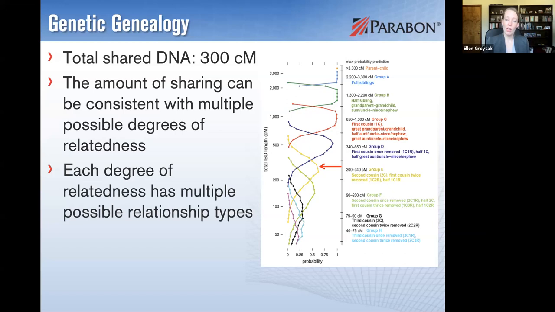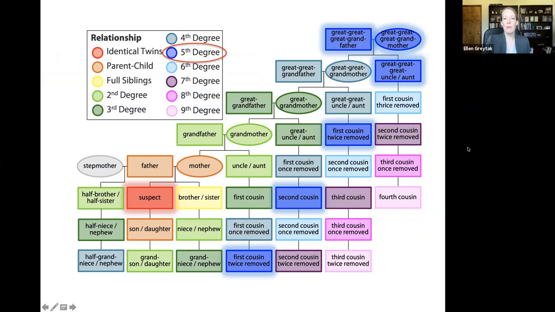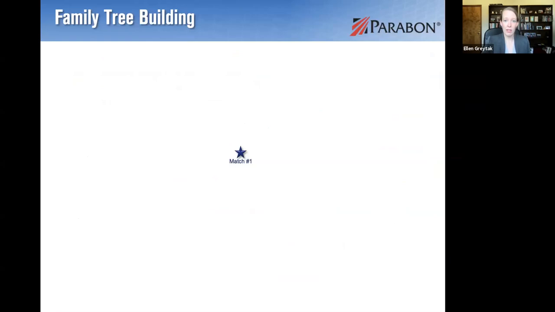But we look at this chart, we see 300 centimorgans falls mostly in that yellow distribution of second cousins, but it could also be a fourth degree relative, first cousin once removed, or a second cousin once removed. There are multiple, and not only that, but if we know they're fifth degree relatives, that's not necessarily second cousins. It could be first cousins twice removed or great-great-great grandparents, et cetera. So this is all the GEDmatch gives us. There's a relative in there. They share DNA with our unknown person. That's it. All of the rest of this is just a lot of legwork.